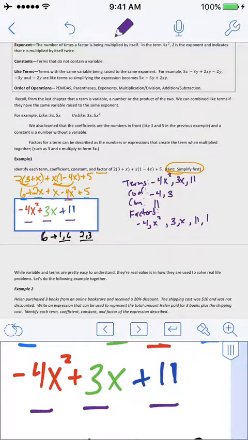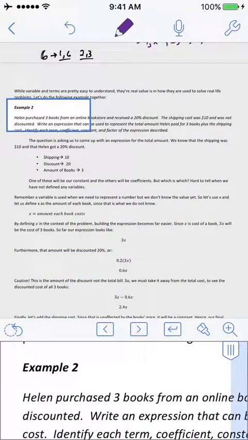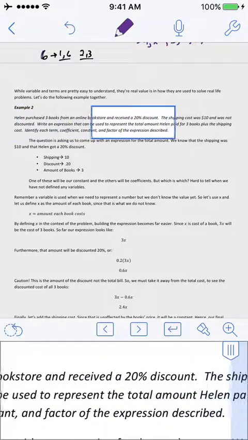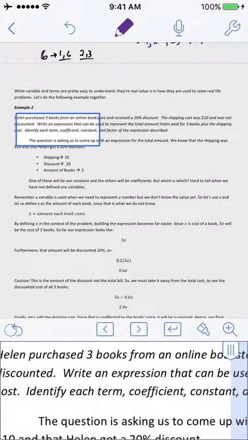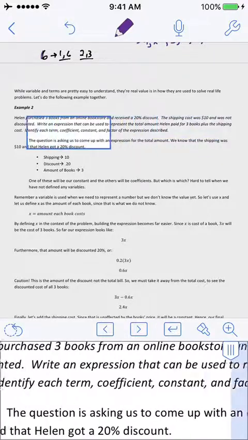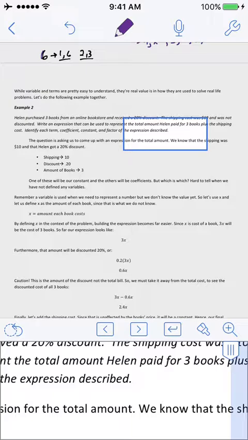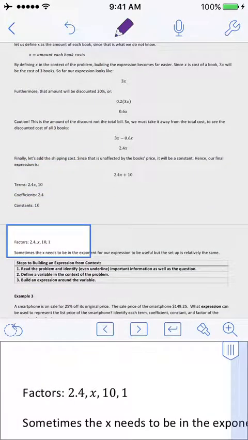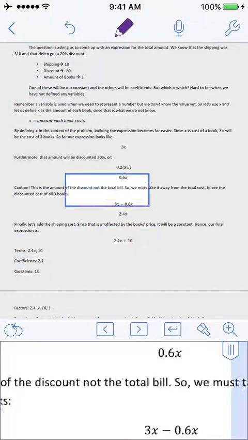Alrighty, this next example is example number 2. It says Helen has purchased 3 books online from the bookstore, received a 20% discount. Shipping cost was $10 and was not discounted. Write an expression that can be used to express the total amount Helen paid for 3 books plus the shipping cost. Identify each term, coefficient, constant, factor, and expression described. This is entirely spelled out for you in this next page, so we're not going to do it together. But the expression they arrive at is 2.4x plus 10. So that's kind of the idea here.